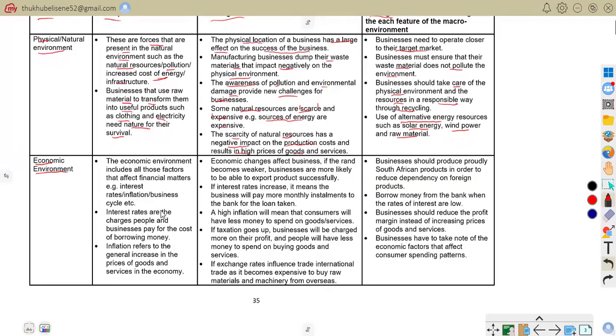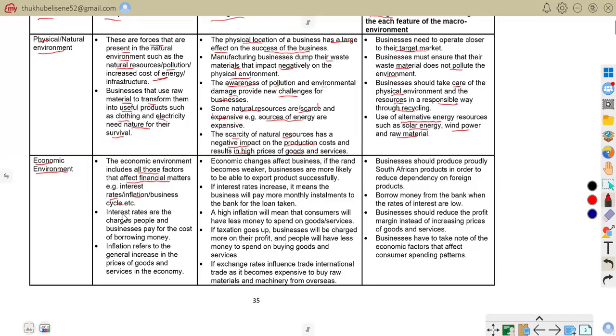Now we come to the description of this feature. As it says, the economic environment includes all those factors that affect financial matters. We can talk of interest rates, inflation, or the business cycle. These affect money and financial decisions. For example, inflation raises product prices.